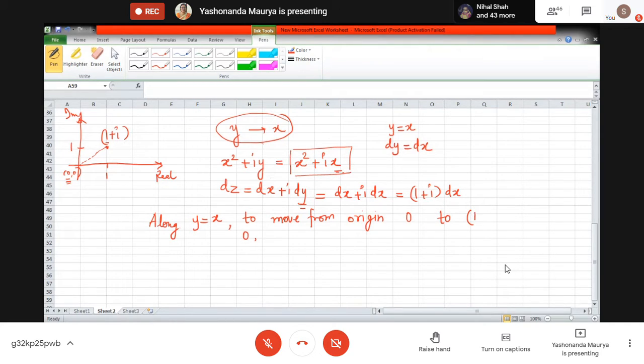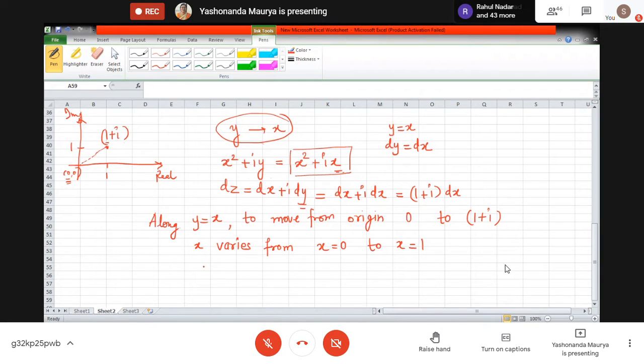From 0 to 1 plus i, x varies from x equal to 0 to x equal to 1.